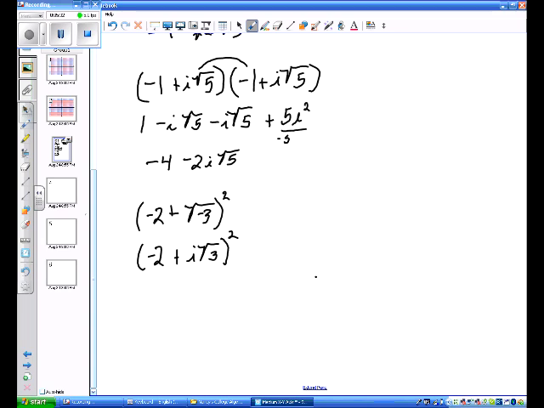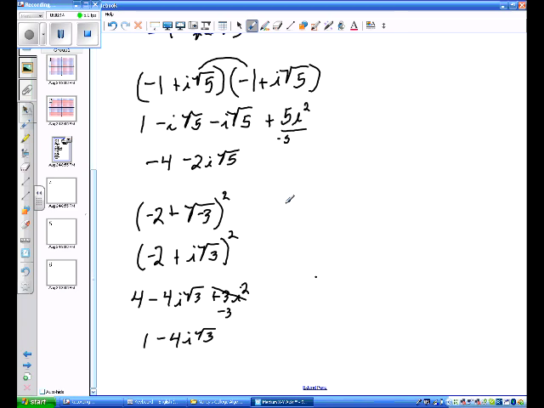If we use our pattern, then we're going to add the first term squared, so negative 2 squared is 4. Then it's going to be twice the product. Well, the product is negative 2i square root of 3, so twice that is negative 4i square root of 3. Then for the last term, i squared, and the square root of 3 squared is 3, so we're going to have 3i squared. Well, i squared is negative 1 times 3, so that makes this last term negative 3. So 4 minus 3 would be 1, minus 4i square root of 3.